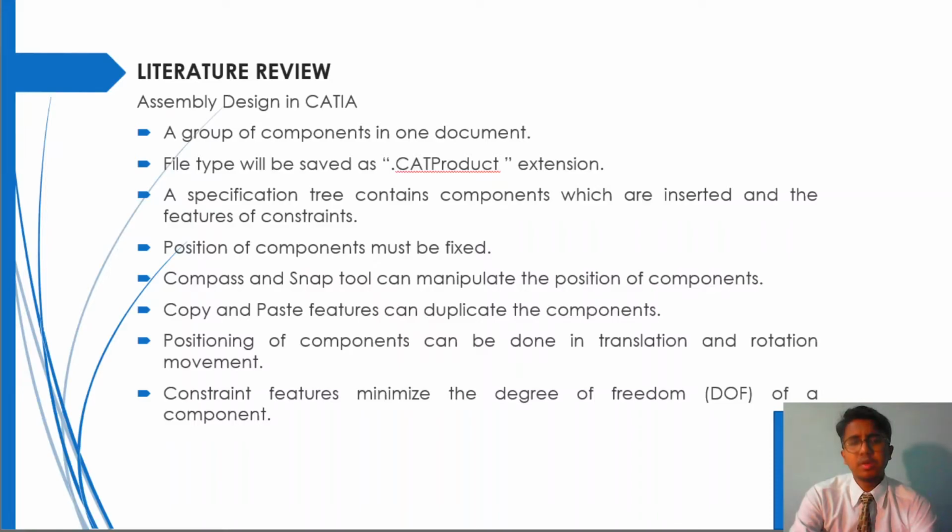The position of component must be fixed. There are also compass and snap tool which can manipulate the position of the component. The copy and paste features can duplicate the component in the assembly design in CATIA. Positioning of component can be done in translation and rotation movement. Constraint feature minimizes the degree of freedom of a component in the assembly workspace.